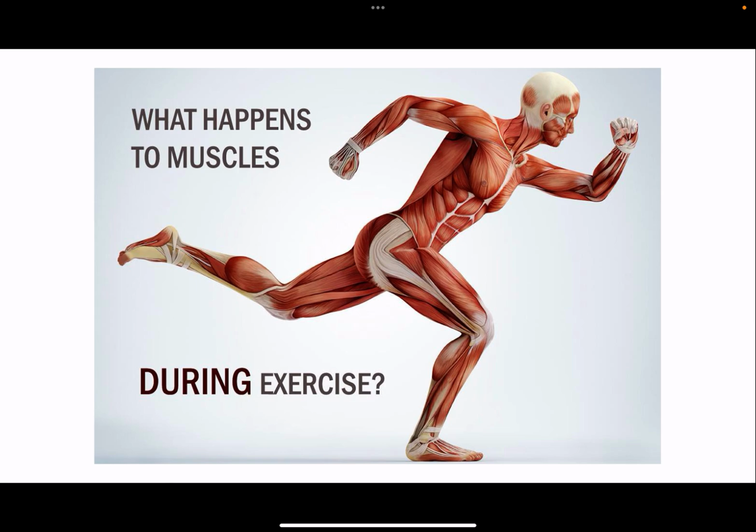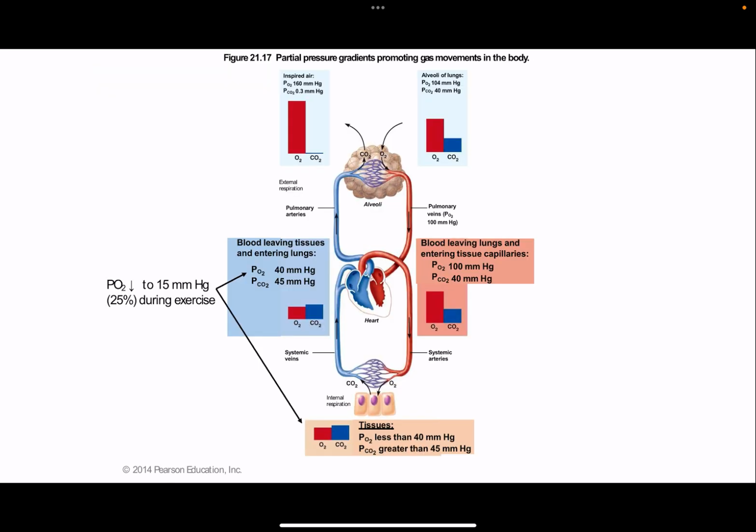So what happens to your muscles during exercise? Are they using more or less oxygen? More, of course. And so that 40 that we see here at the bottom of this diagram, remember that value is at rest. Your PO2 is about 40 at the tissues at rest, but it can get down to as low as 15 during exercise, which means that you're going to have to make up a greater difference to get oxygenated again. Instead of going from 40 at rest to 100, now you're going from 15 to 100. So you have to make up a greater difference.